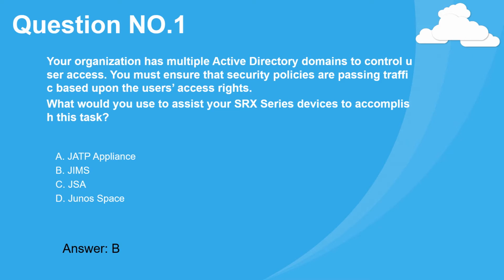Question number 1. Your organization has multiple Active Directory domains to control user access. You must ensure that security policies are passing traffic based upon the user's access rights. What would you use to assist your SRX Series devices to accomplish this task? A. JATP appliance. B. JIMS. C. JSA. D. Junos Space. Answer B.